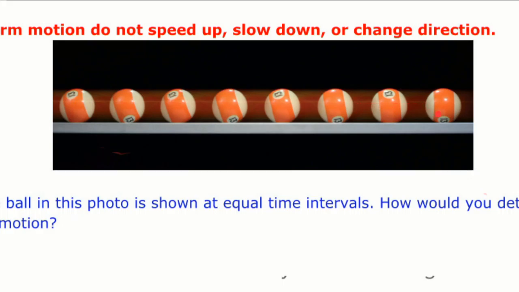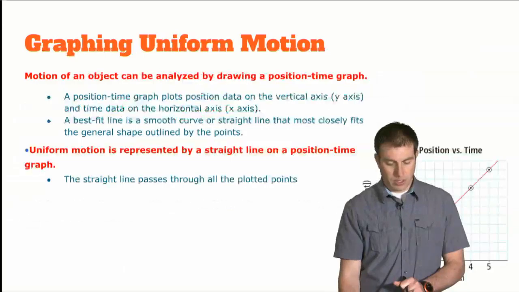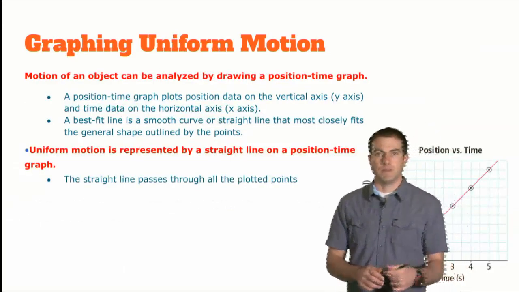So if it were speeding up, then the flashes happened at the same time, but the balls would actually be a little bit further apart. So this ball would maybe be over here a little bit. And same if it was slowing down, the balls would be a lot closer together. They wouldn't be as far apart. So yeah, perfect. We'll actually look at an example of that here in a second. So there you go. That's uniform motion.